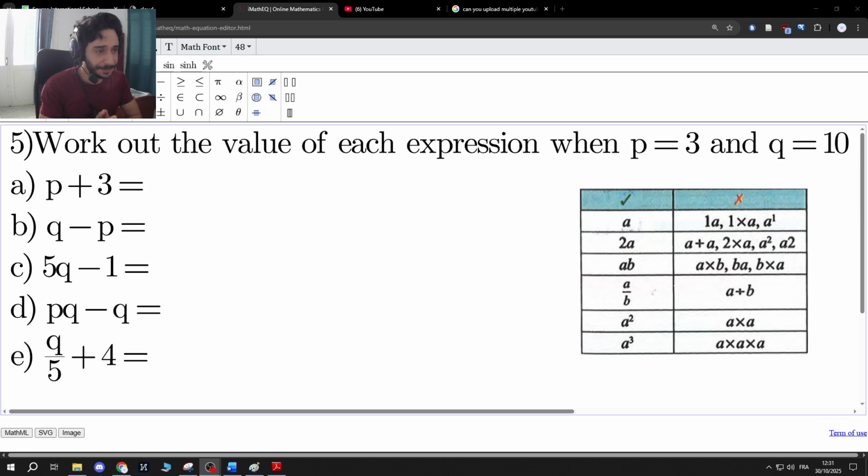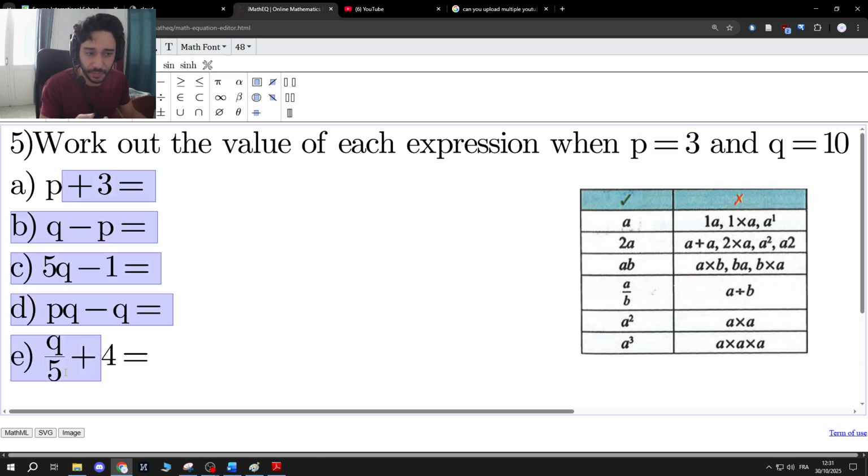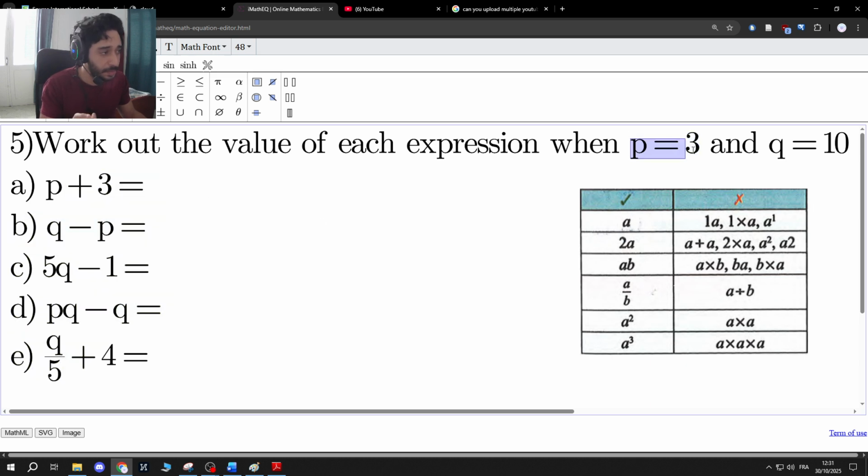So like I said, we're going to work out the value of each expression when p is equal to 3. So they basically told us this. You see all these variables here? We have p and q. P from now on is going to be a 3, and q from now on is going to be a 10. And we are going to substitute, we're going to replace these variables with the numbers that they gave us.